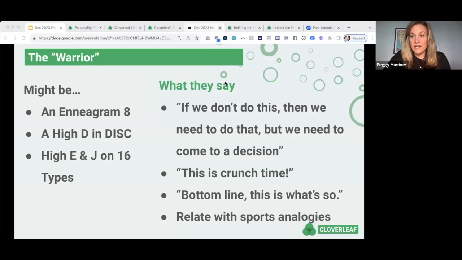Warriors can be really decisive. They can get people moving. They can get things started. They are often comfortable taking a leadership role. And they are great in sales because when obstacles come their way, they do not feel defeated by those obstacles. They see them as just another thing to overcome. So they have a great role on the team.